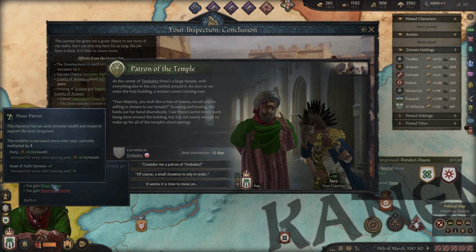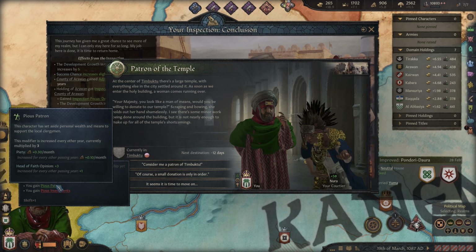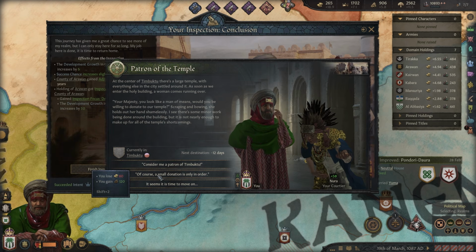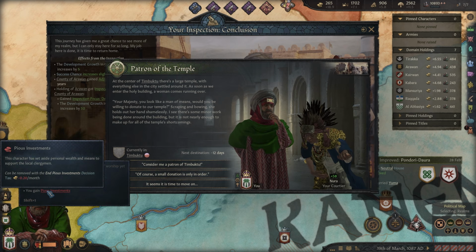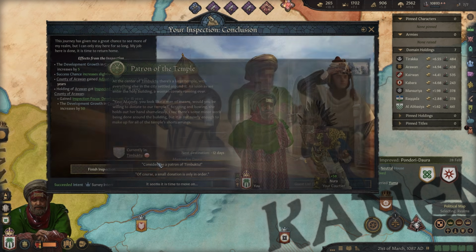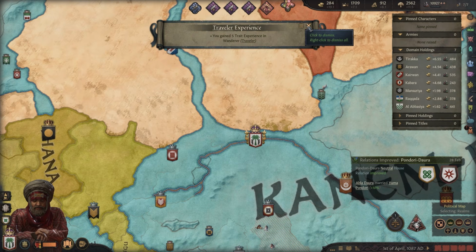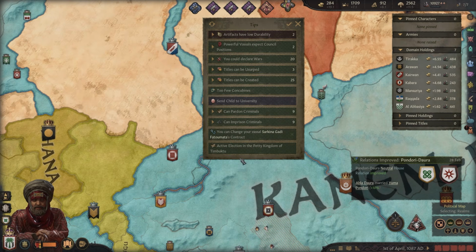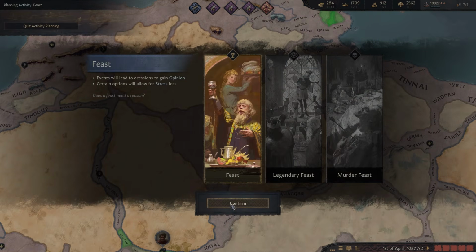Do I want to be a pious patron who also has pious investments? Could do. I could give him a one-off payment, or I can improve my time back to the capital. We could be a pious patron. That'd be fine. Right. That's fine. Right, we're back. I need to lower my stress. In which case, it's time for a feast.